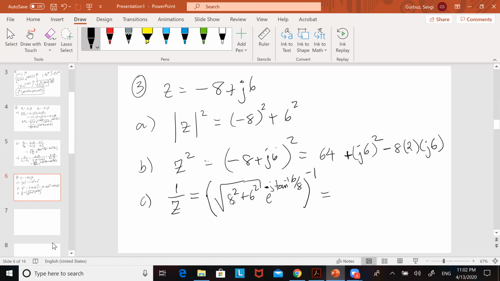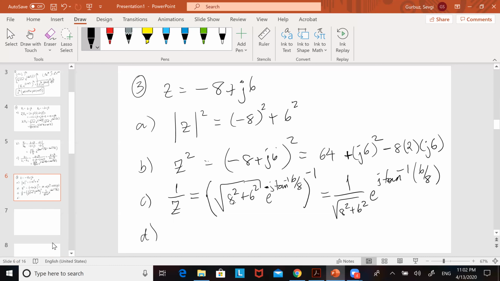And then if we wanted to flip this, what would happen? We would take 1 over the amplitude. So this would be 1 over the square root of 8 squared plus 6 squared. And then we would reverse the sign of the phase. So this would be e to the j, now with a positive sign, tangent inverse of 6 divided by 8, if we want to find 1 over z.